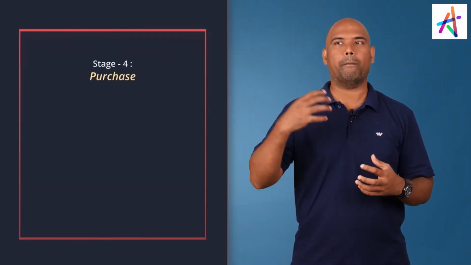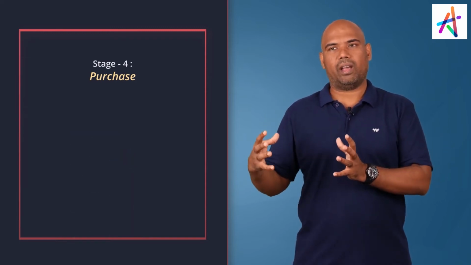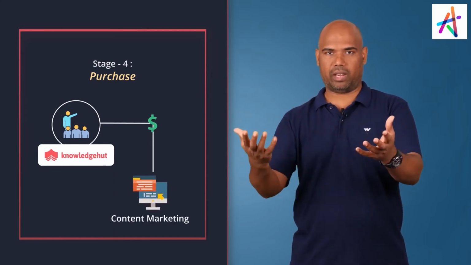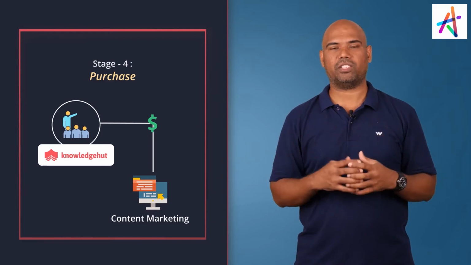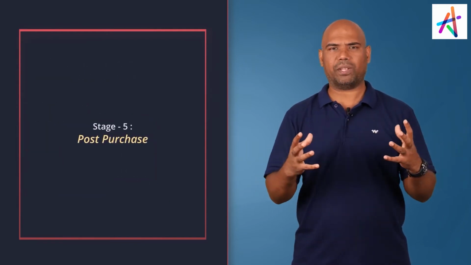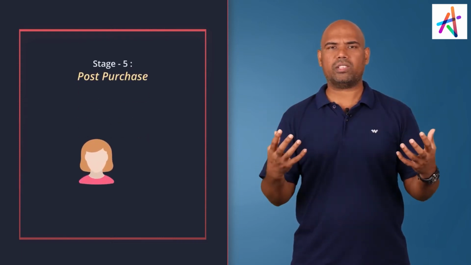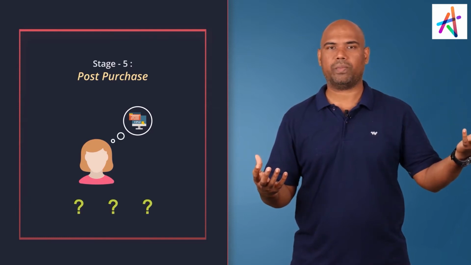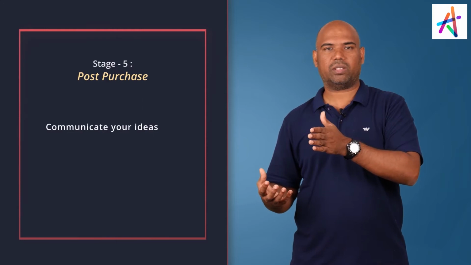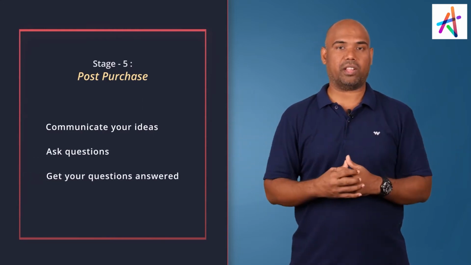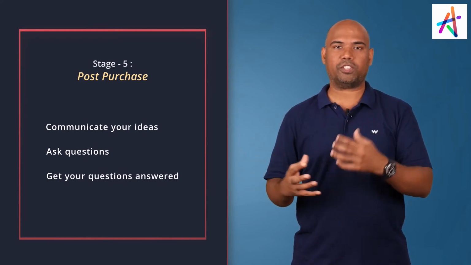From evaluation of alternatives comes the next stage, the buying stage, the purchase stage itself, where the person buys the product. For example, you buy a training course from Knowledge Hut about content marketing. Now that is the buying stage. And then comes the post-purchase. Now what happens after you buy? For example, you learned about content marketing. Now you have a couple of questions. Are you able to communicate your ideas and ask questions and get them answered? If the training offers you all that and more, then you're going to be a happy customer. And that's post-purchase. It's about purchasing any product, whether it is a training course online or buying a video camera.